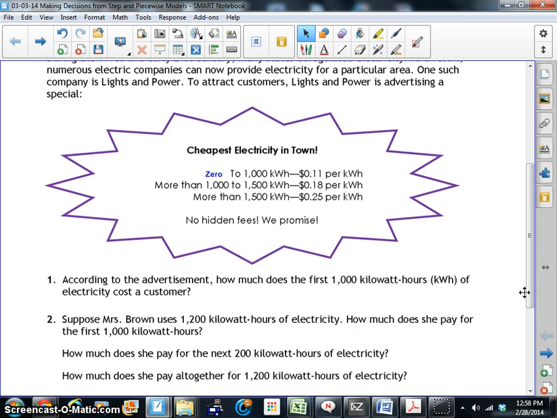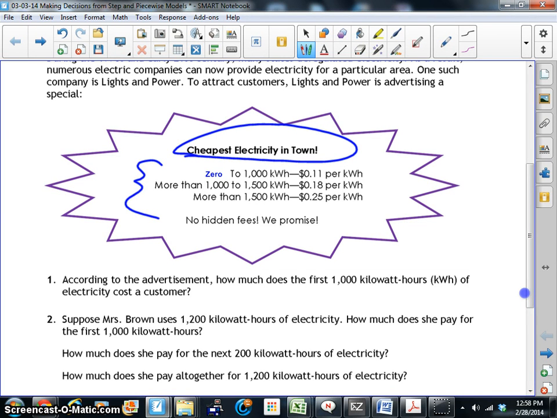We're an electric company that's selling electricity to people. So for the first 1,000 kilowatt hours, we're paying 11 cents per kilowatt hour. But after you get to more than 1,000 kilowatt hours, you're paying 18 cents up to 1,500 kilowatt hours. That's all described in this thing right here, which is cheapest electricity in town. And if you reach more than 1,500 kilowatt hours, it goes up to 25 cents per kilowatt hour.